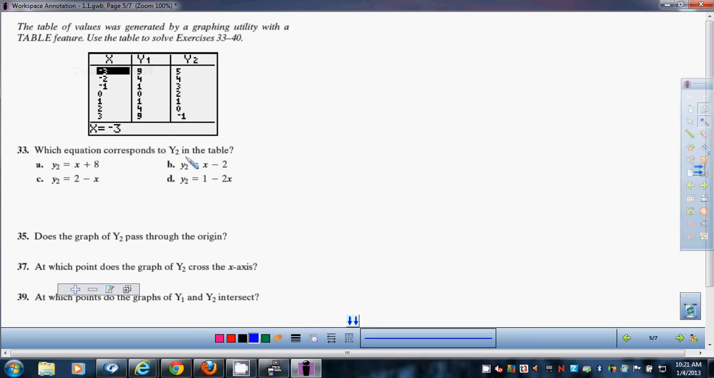In your calculator, if you were to graph multiple functions, this is the kind of thing they'd show: these are the values for one of them, for the other, etc. Not that we're going to use that, but that's where that's coming from.